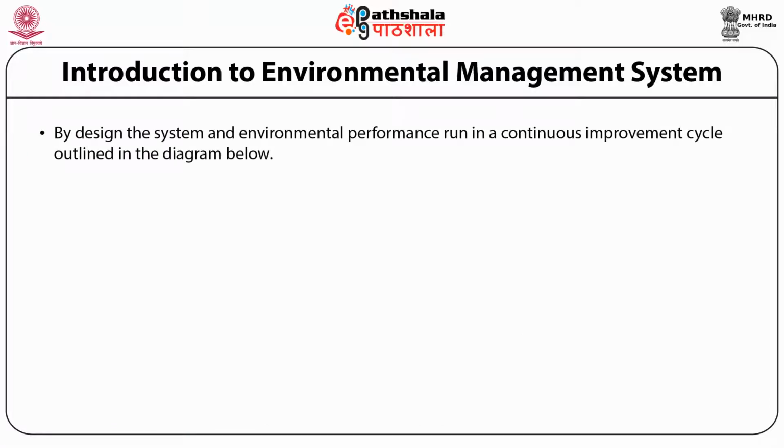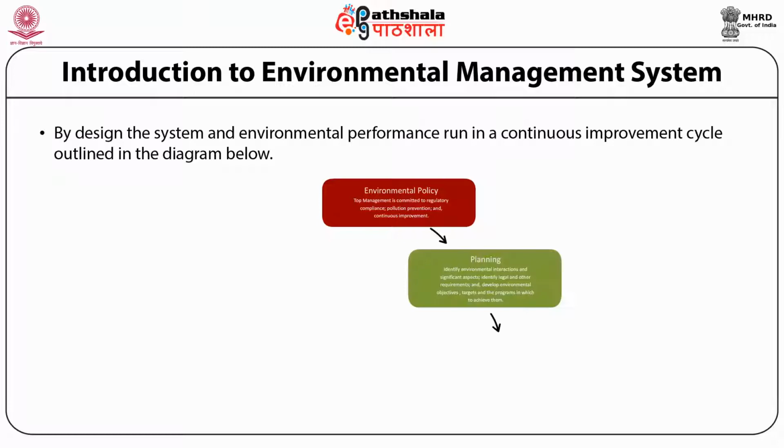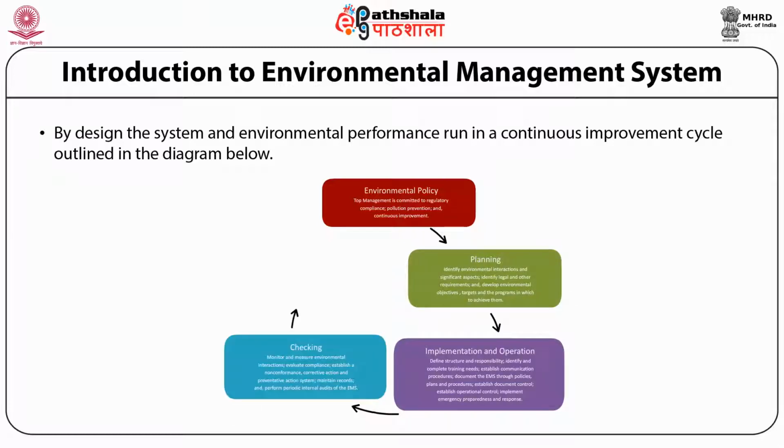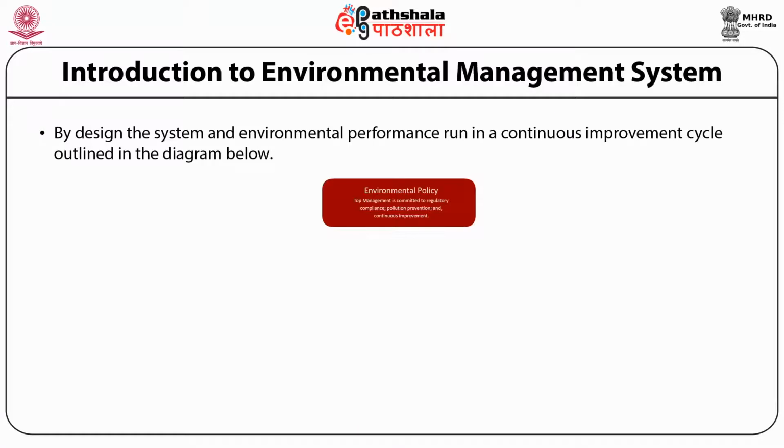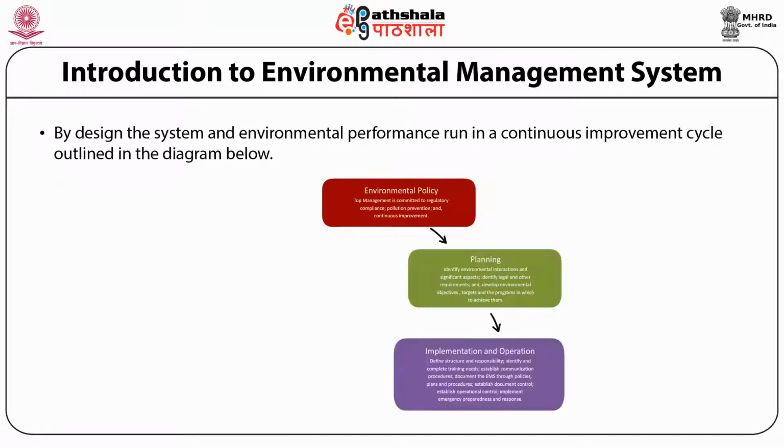By designing the system, the environmental performance runs in a continuous improvement cycle that is outlined in this diagram. Here the diagram shows the environmental policy is prepared by the top management that is committed to regulatory compliance, pollution prevention and continuous improvement.